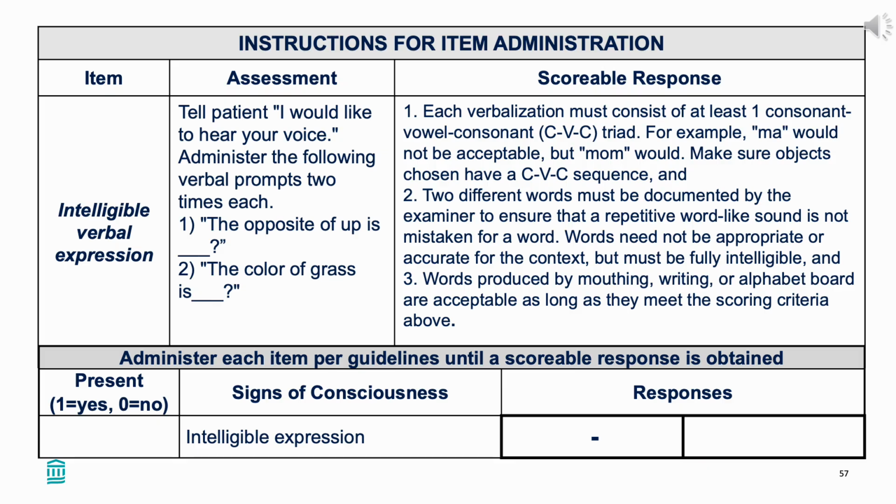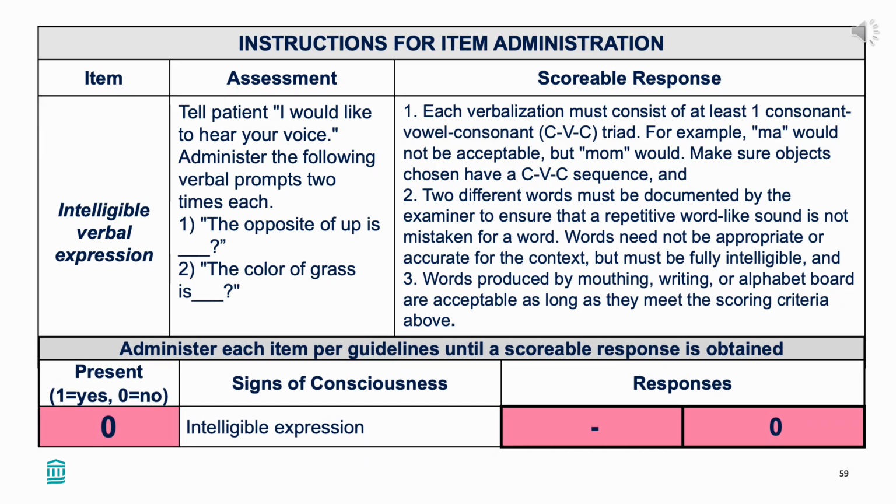If the examiner provides a prompt and the patient's response is not intelligible, or the patient responds but the response does not meet the CVC response requirement, the examiner should mark the trial with a dash. If the examiner provides a prompt and the patient does not respond, then the examiner should mark the trial with a 0. If the patient's responses to the verbal prompts are unintelligible, or they do not respond to the prompt, and they have no spontaneous intelligible verbalizations throughout the examination, then the examiner should mark the box in the left-hand column with a 0 to indicate that intelligible expression is absent.